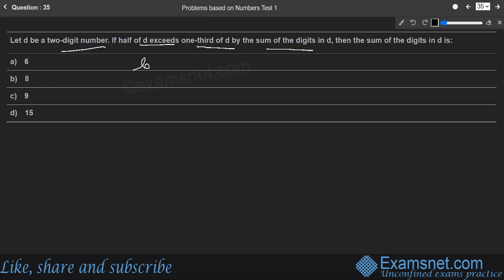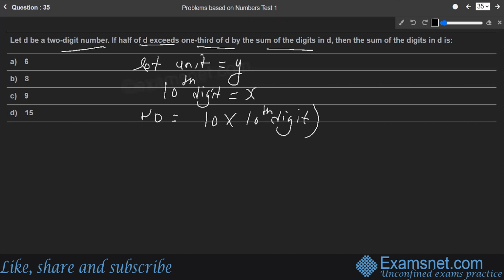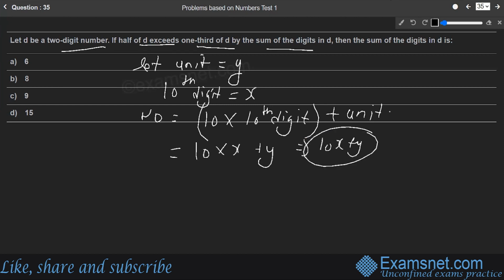Okay, so let D be the two-digit number. Let's say the unit digit is y and the 10's digit is x. So the number becomes how much? The number is always 10 times the 10's digit plus the unit digit. This is how we make the number. So the number becomes 10 into x plus y, that is nothing but 10x plus y.